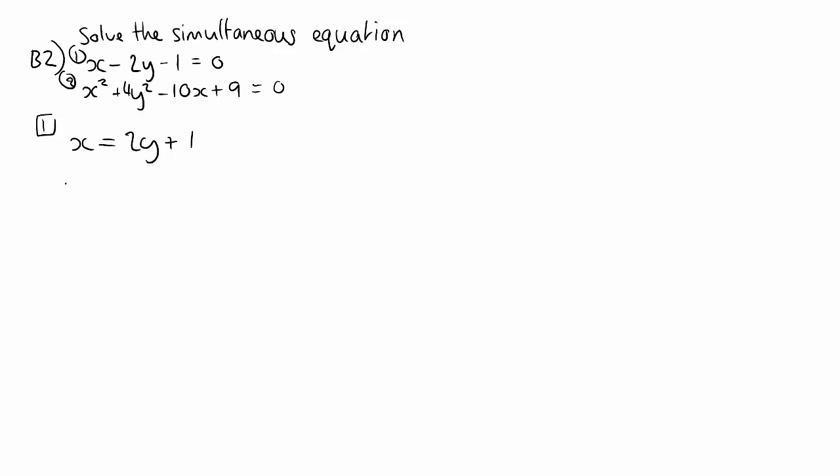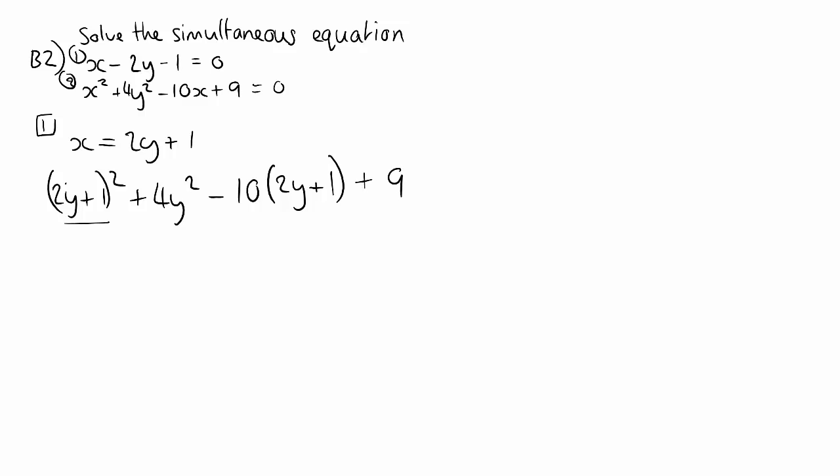So what I'm going to do is substitute my new equation 1 into my equation 2. So that is x squared, so that's going to be (2y plus 1) squared, add 4y squared minus 10 times (2y plus 1) plus 9. Okay, so I'm going to do my (2y plus 1) squared just up here so it's out of the way of my main working.